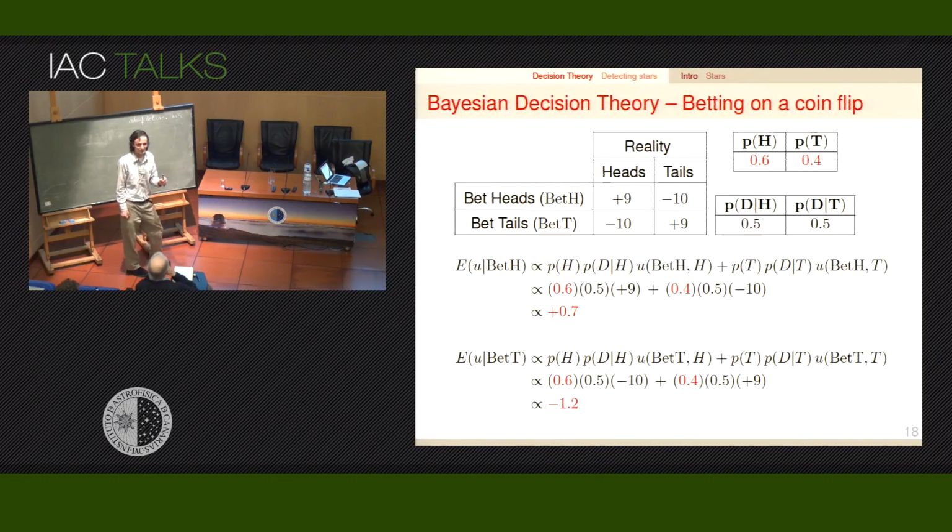No, not quite. These aren't betting odds. They're the outcome, like what happens to me in that combination of states. So if I bet heads and heads comes up, then I get €9. And if I bet heads and tails comes up, then I lose €10.